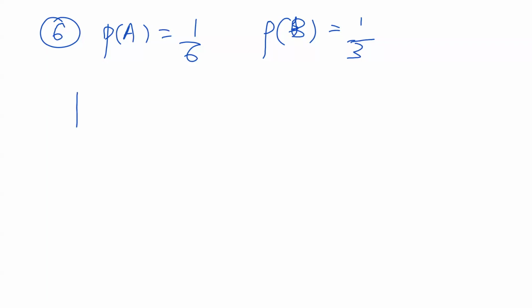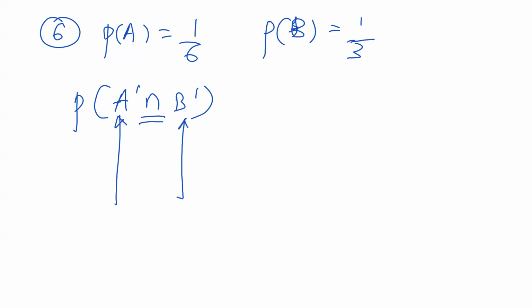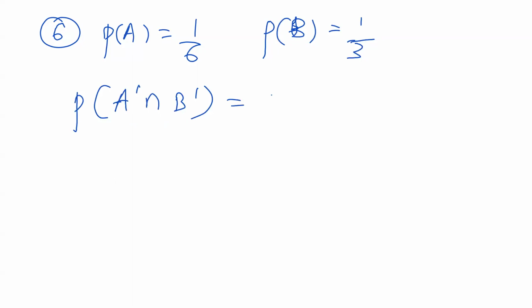So neither wins means A is not winning and B is also not winning. A not winning is A dash, B not winning is B dash. I'm saying and because neither indicates neither nor. So by De Morgan's law, I can take this complement outside. So intersection changes to union.